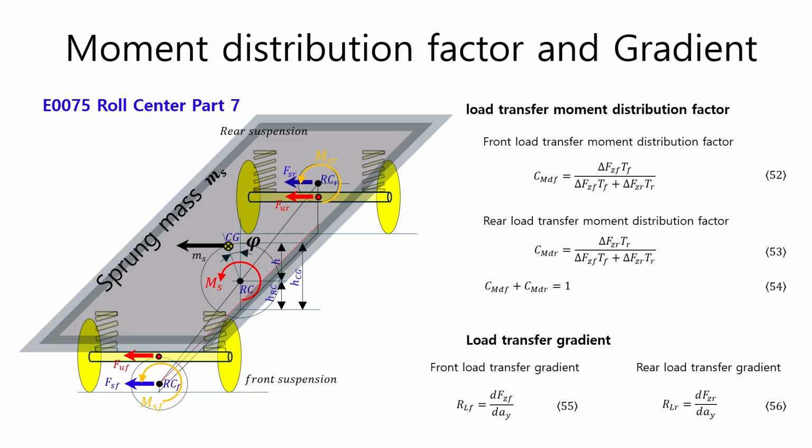In the latest video, E0075, the seventh part of vehicle roll center, we looked into 6 lateral load transfer elements caused by lateral acceleration and knew only the moment caused by sprung mass affects the load transfer distribution due to front and rear suspension stiffnesses. Also, we learned the process to calculate the lateral load transfer and weight distribution.